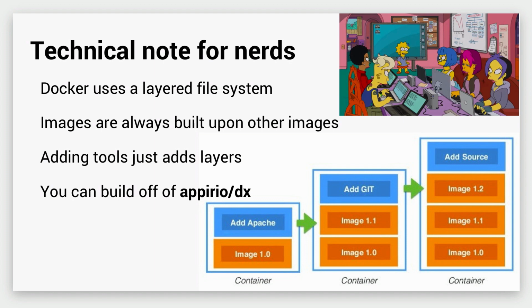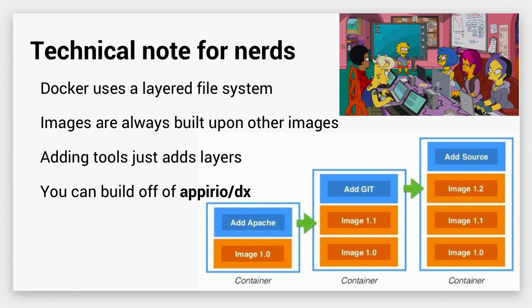So Docker uses a layered file system. What does that mean? It means that Docker images are always built on top of other images, and adding a tool just adds another layer on top of that image. So you can build off of any existing Docker image, including AppirioDX. We created AppirioDX, but you can build on top of that and add your own tools.